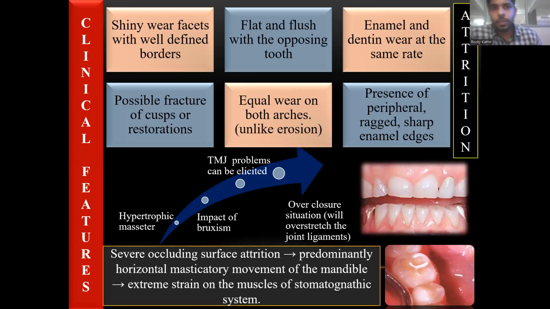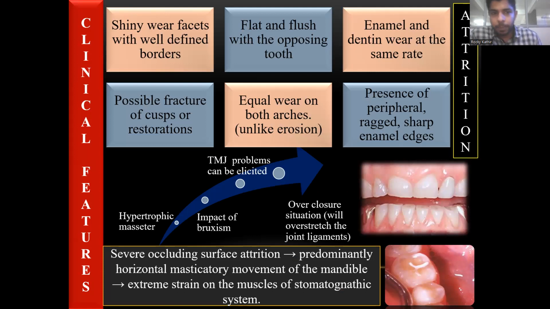Cases of attrition show shiny wear facets with well-defined borders. These facets appear flat and flush with the opposing tooth. The enamel and dentine wear at the same rate, and there is possibility of fracture of the cusp or the restoration. Equal wear is seen in both the arches, and there is presence of peripheral ragged sharp enamel edges.